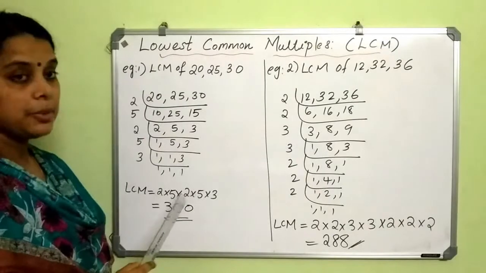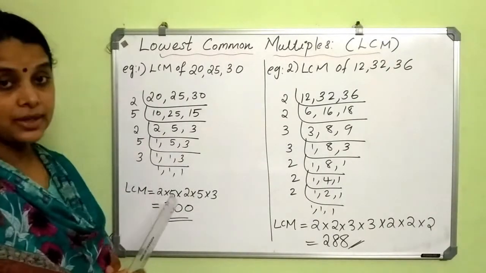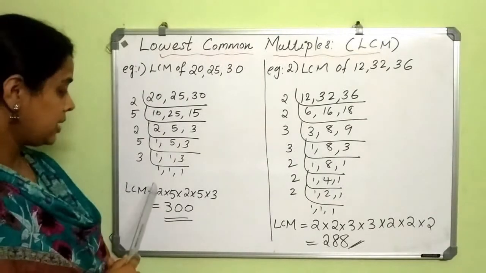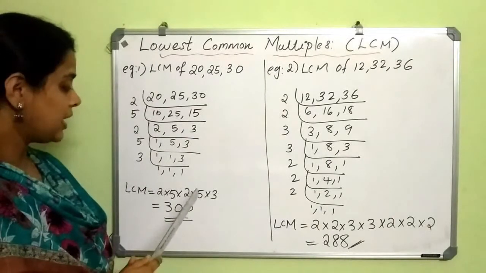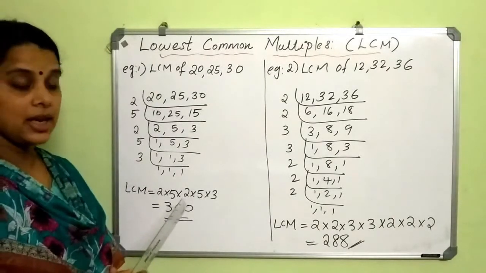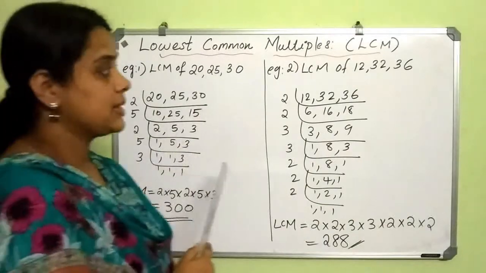Now we need to multiply all the factors. That is LCM is 2 into 5 into 2 into 5 into 3. That is 300. See the next example.